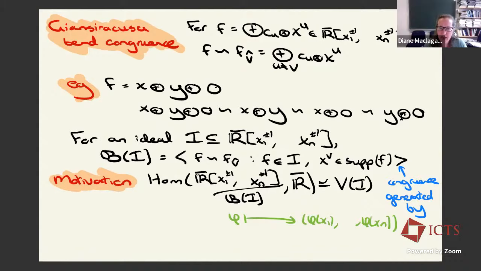Okay. Once you have that, you have something that you can take a quotient by. Okay. So, because congruences are the things you can take quotients by. So maybe questions about the definition before I give the motivation.